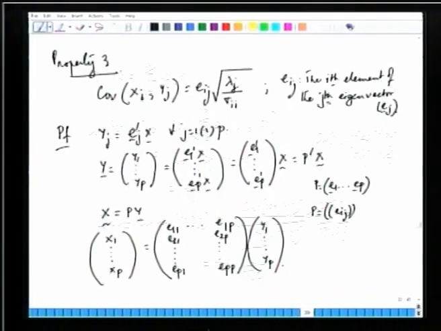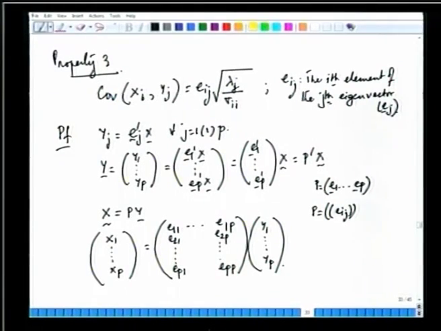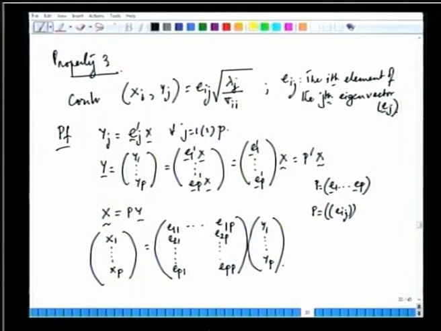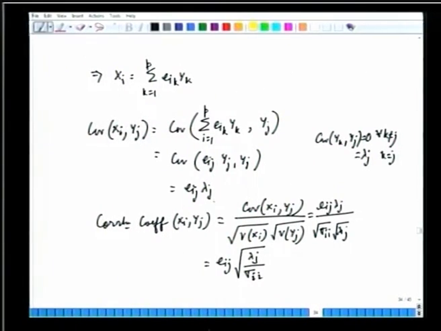Let us go back to the statement we had made. Now, we have to make a small correction here. This is not actually the covariance, but in fact the correlation coefficient, the covariance being equal to Eij lambda j. So if I consider the correlation coefficient between xi and yj, only then do I get this full expression.